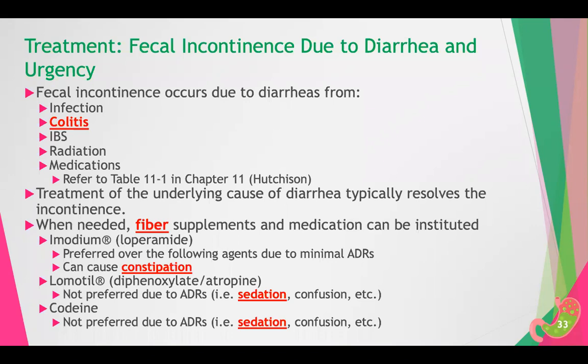So if individuals have diarrhea and they're taking loperamide, if they take too many or they take it too fast between doses, what can happen is they can experience constipation. And our other two agents are Lomotil and codeine, and these two are not preferred due to the CNS adverse drug reactions like sedation and confusion.